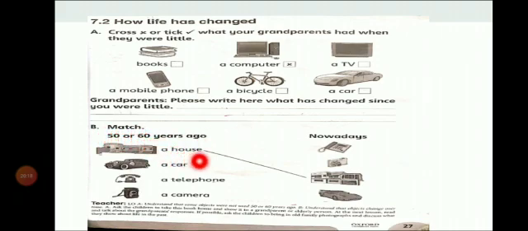Now look at question number B. You have to match the objects given here with the objects in the right column. These are the things that are used nowadays, and these are the things that were used 50 or 60 years ago. Now my dear students, please be very careful, and I hope you will do neat and good work.